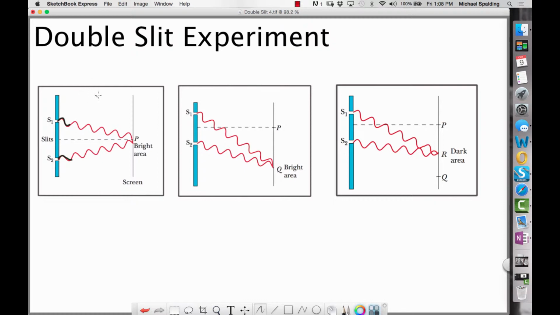Now it's no big surprise, looking at this one on the left right here, that as the waves travel across to the viewing screen, we get a bright area or a maximum.